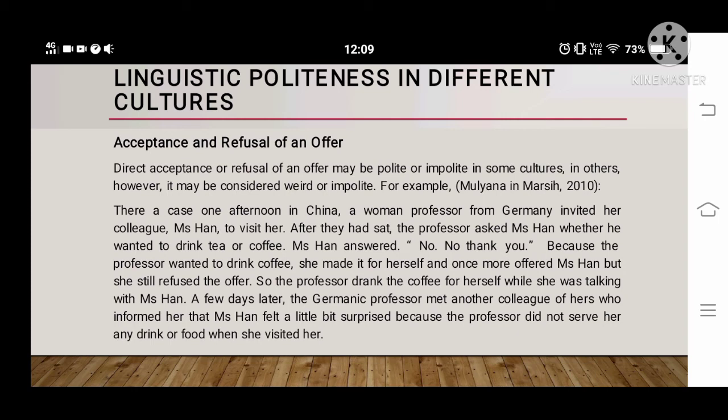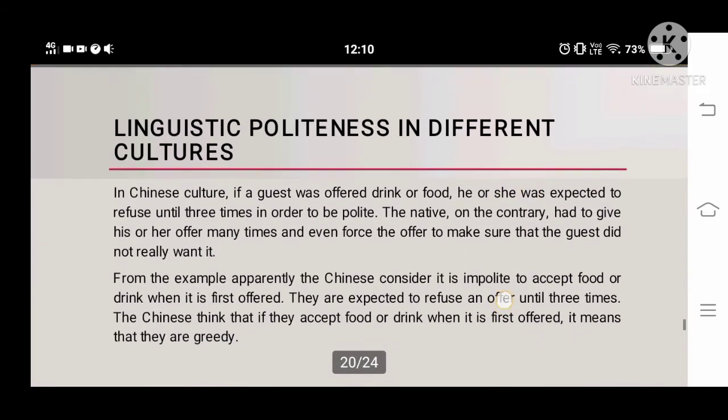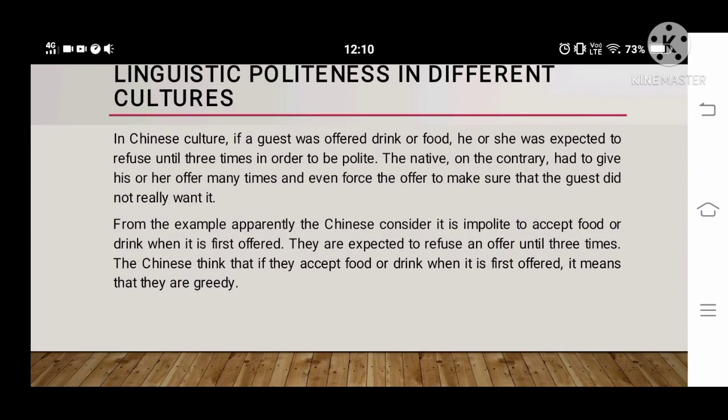A few days later, the Germanic professor met another colleague of hers who informed her that Mrs. Han felt a little bit surprised because the professor did not serve her any drinks or food when she visited her. Why did this happen? Because in Chinese culture, if a guest was offered drink or food, he or she was expected to refuse up to 3 times in order to be polite. The native, on the contrary, had to give the offer many times, and even force the offer, to make sure that the guest did not really want it.